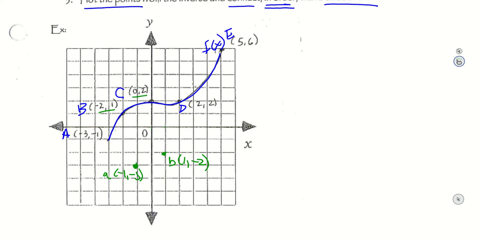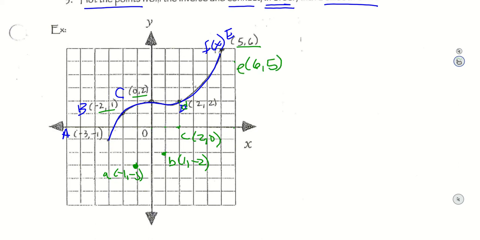0, 2 becomes the point 2, 0. And I'm going to label that little c. That's 2, 0. And then 2, 2 doesn't change. Switch 2 and 2, we still have 2, 2. So that is little d. And then 5, 6 becomes the point 6, 5. So that's 6, 5, and we're going to label that little e.